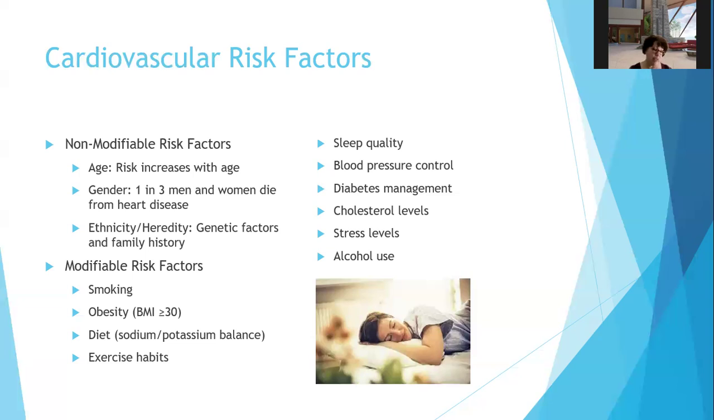So the modifiable risk factors are smoking. I know smoking is a risk factor for everything. The chemicals in smoke damage the inside of your blood vessels, and the damaged areas attract fatty deposits, platelets, and other particles from the blood that can cause clotting.